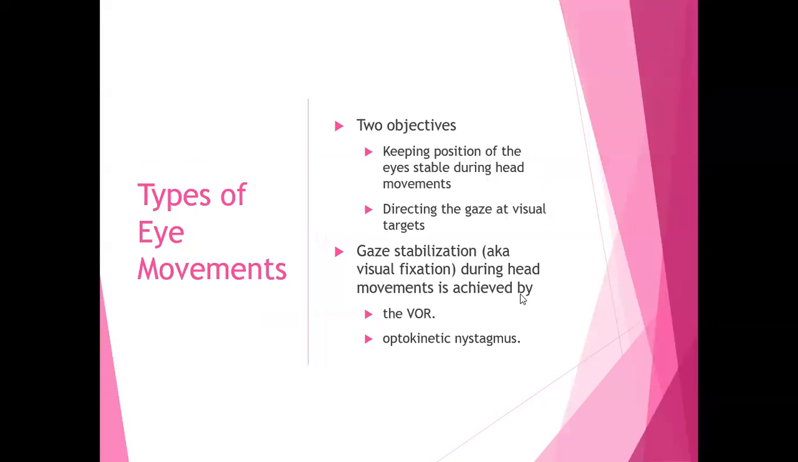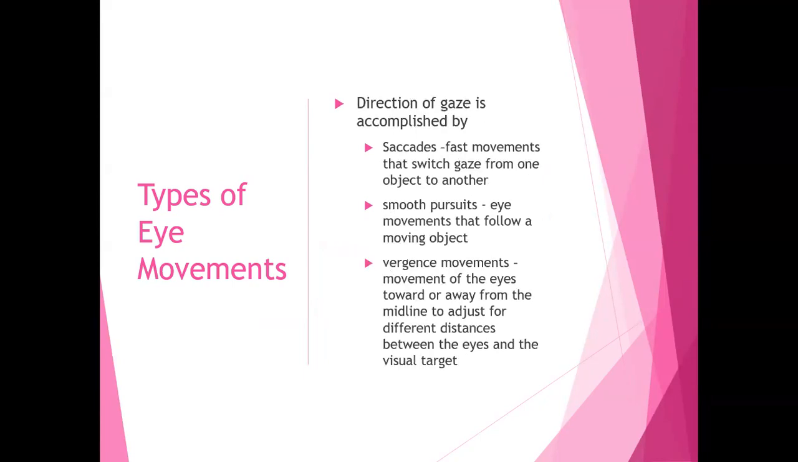So there are 2 objectives of eye movements. One of them is keeping the position of the eyes stable during head movements, and the other one is directing the gaze at visual targets. So gaze stabilization or visual fixation during head movements is achieved by the vestibular ocular reflex and optokinetic nystagmus, and we'll talk about what those are. The direction of gaze is accomplished by saccades, which are fast movements that switch gaze from one object to another. So it's like when you're quickly moving your head and your eyes are moving from one object to another.